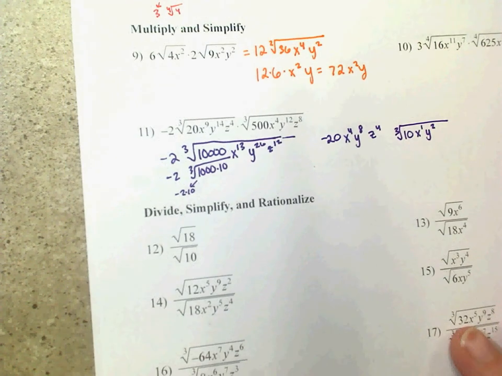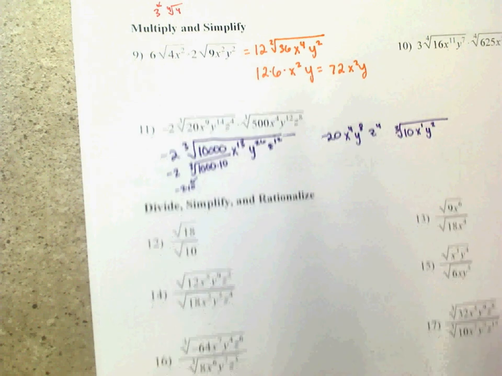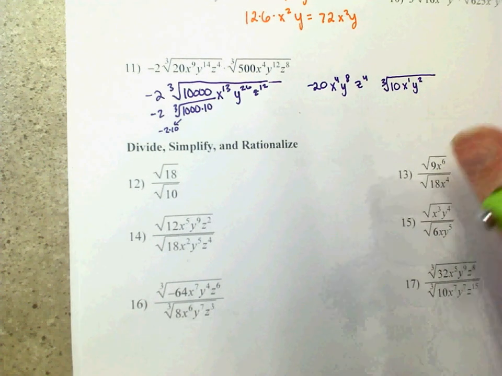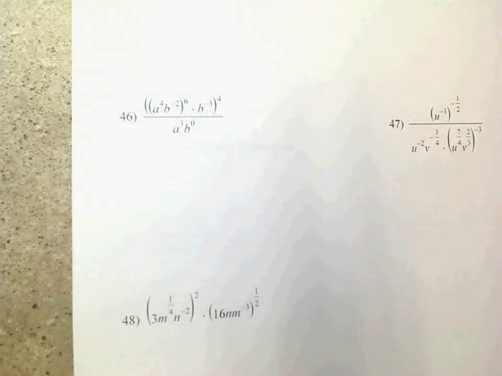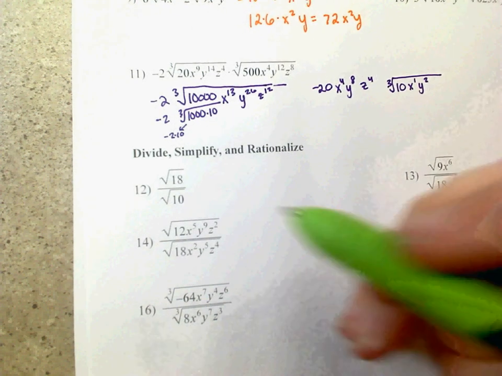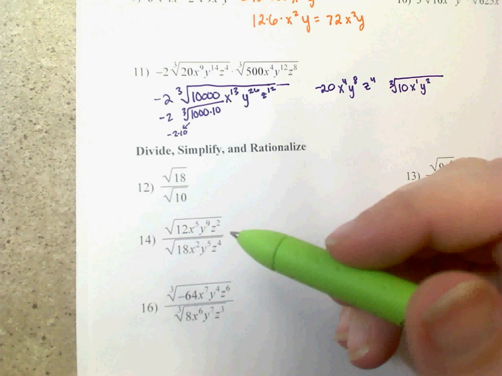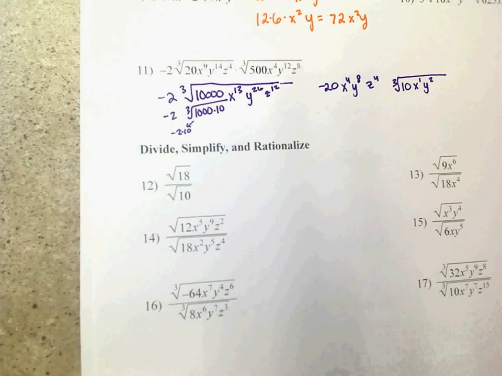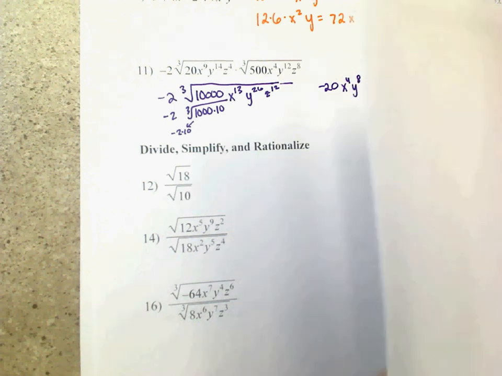Number 12. Number 12 is the square root of 18 divided by the square root of 10. So there's a couple different ways to work this one as well, so I'll show you all the main ways, and then you can go from there, whichever one you like.